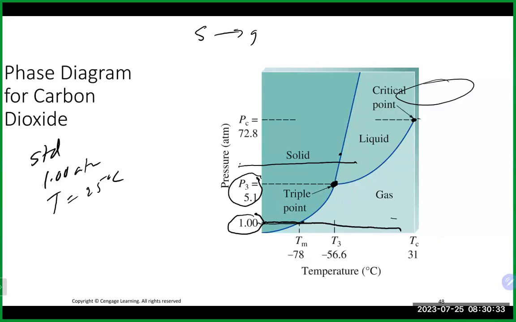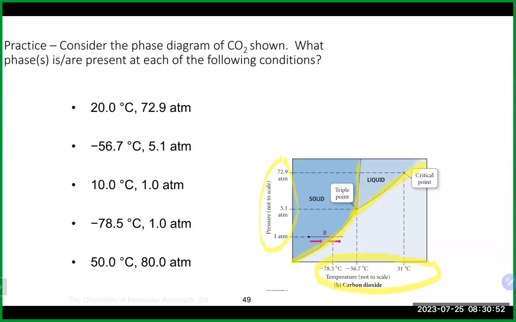If you wanted to figure out where the normal boiling point and melting point would be, you would go across your graph at 1 atmosphere until you hit those lines, and that would tell you where your melting point temperature and your boiling point temperature would be. Any questions on that? All right, so why don't you try that for each of these combinations here for our CO2?